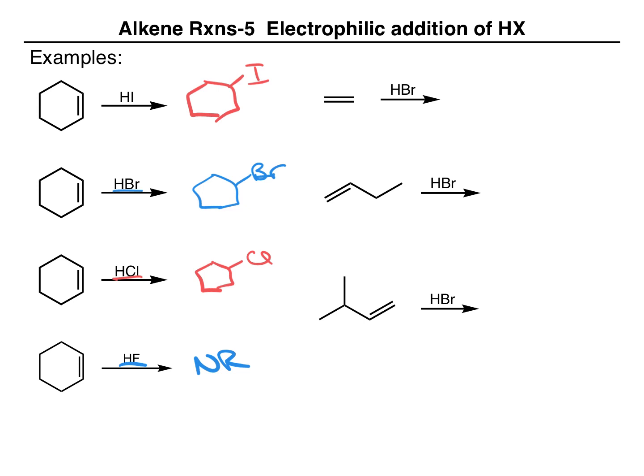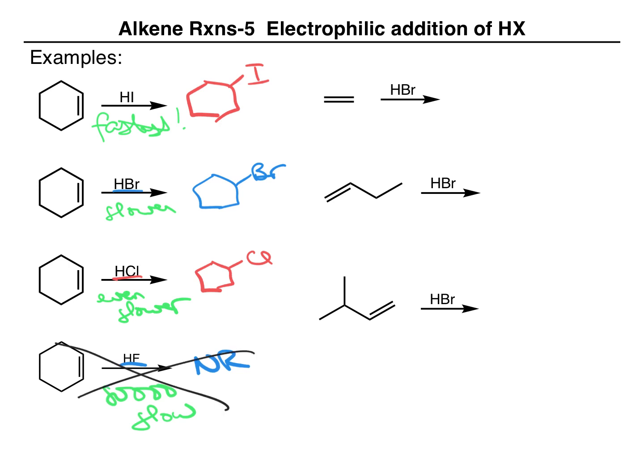So overall, in terms of reactivity, the first reaction with HI is going to be the fastest. This is slower. This is even slower. And this is so slow that it essentially doesn't even occur. So we will not worry about this reaction. We can think about these 3.